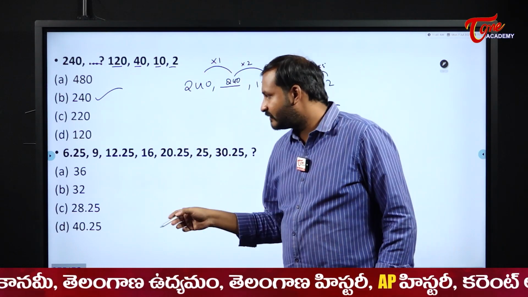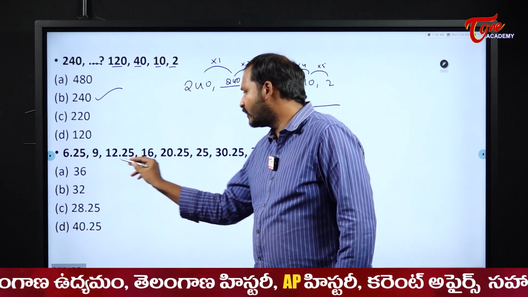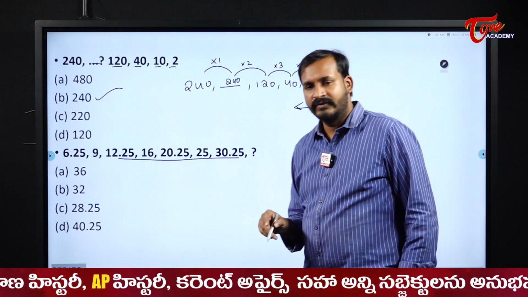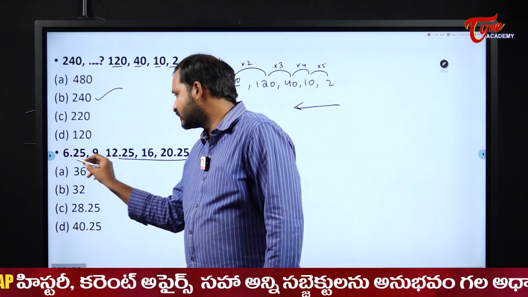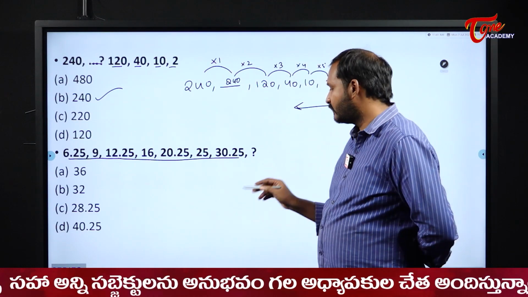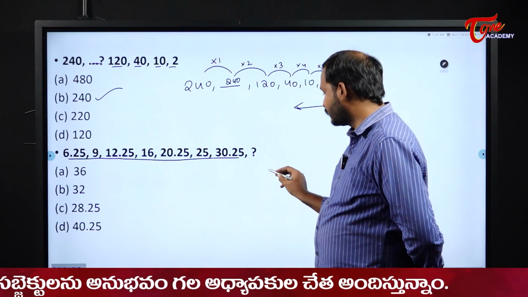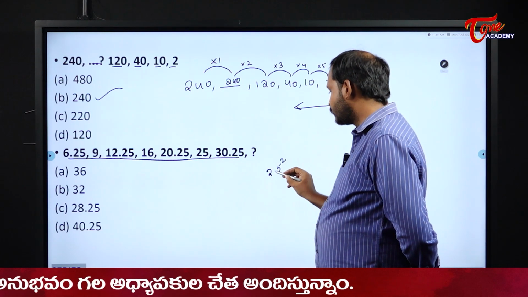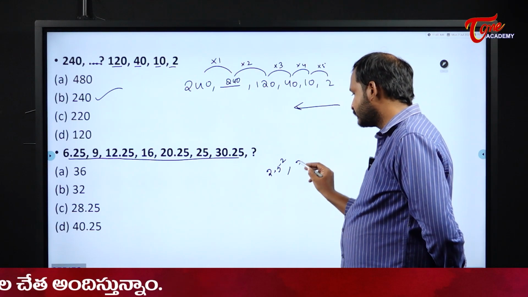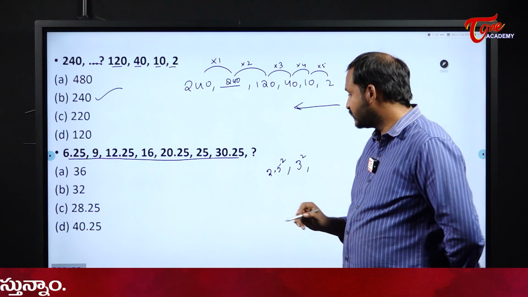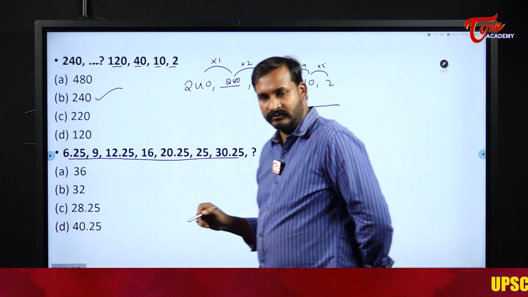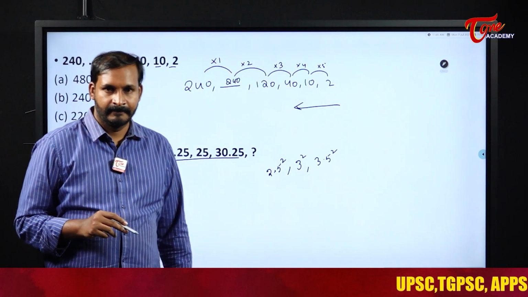Okay, see the next one: 6.25, 9, 12.25, 16, 20.25, 25, 30.25. When you observe all these numbers students, what are they? 6.25, forget about the point, 625 is what? 625 is 25 square, or else 2.5 square, right? 9 is what? 3 square. 12.25 is what? 3.5 square. 35 square is 1225.